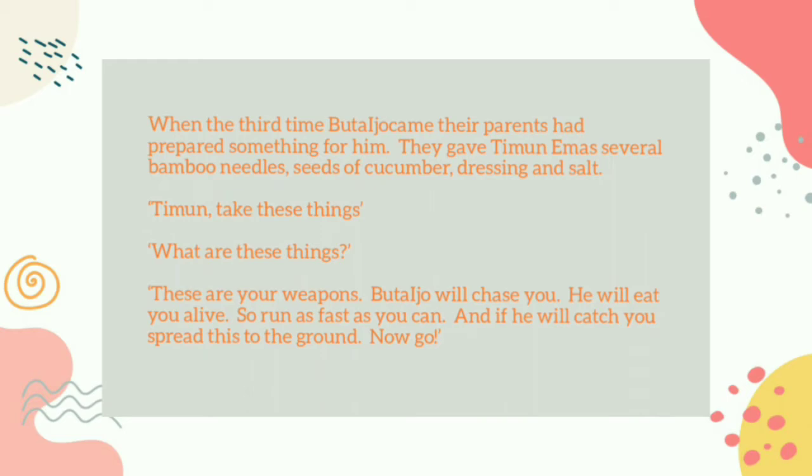When the third time Buto Ijo came, her parents had prepared something for her. They gave Timun Mas several bamboo needles, seeds of cucumber, terasi, and salt. Timun, take these things. What are these things? These are your weapons. Buto Ijo will chase you. He will eat you alive. So run as fast as you can. And if he catches you, spread this on the ground. Now go.